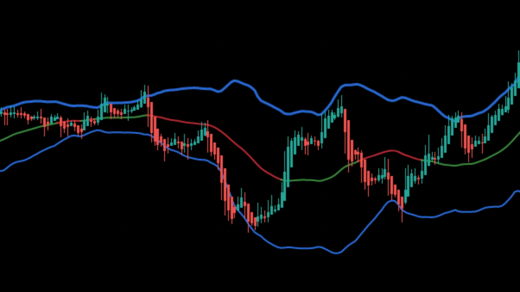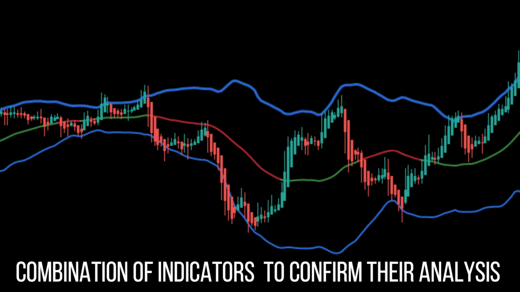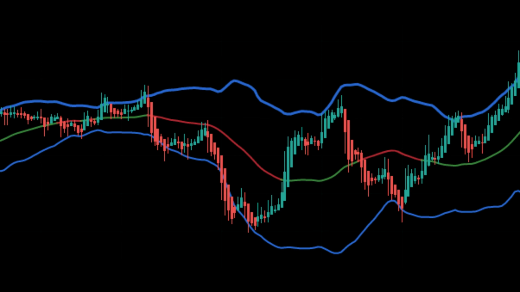Bollinger Bands trading is traditionally seen as an enhancement to the current system. It tells traders when a certain asset will become more volatile, so they can decide if it is appropriate for them to take trades. For this reason, traders often use a combination of indicators to confirm their analysis. MACD and RSI are two that commonly go together with Bollinger Bands.